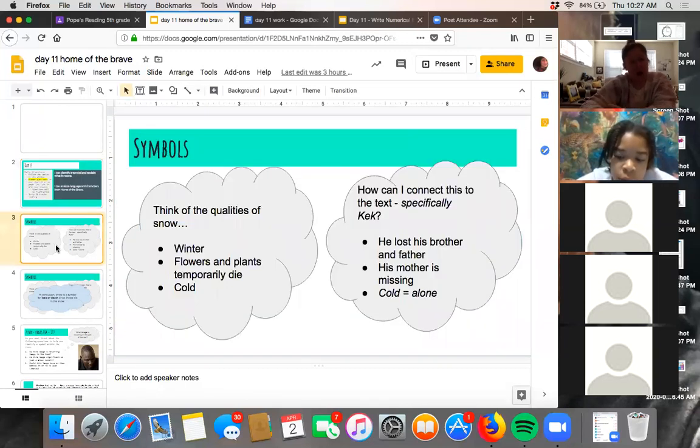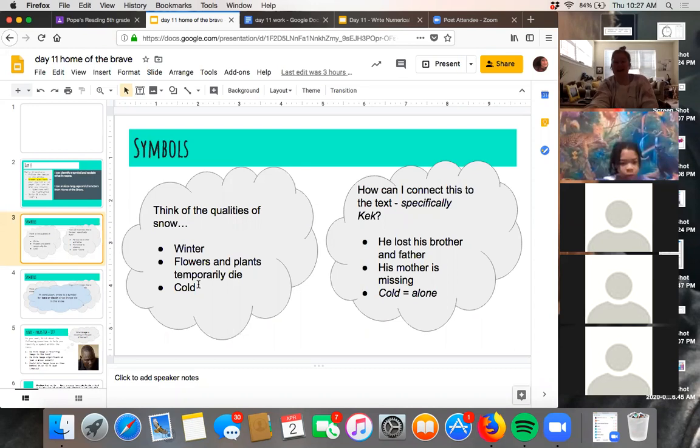Okay. So the first thing I want to give is an example of a symbol we've already learned about, so that you can see how to connect it when we're dealing with poetry. A symbol that we've already seen throughout this book is snow. When I think about the qualities of snow, I know snow happens in the winter. I know snow covers up the ground so that the grass and the flowers and the plants die because they're not getting any sunlight. And I know that the snow can be cold. Those are the qualities of snow.